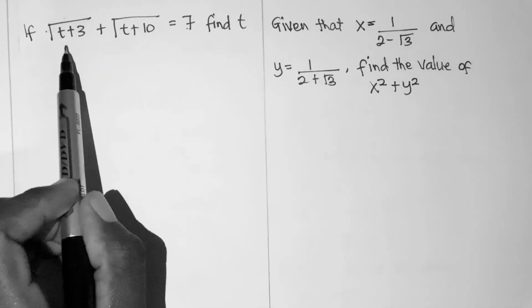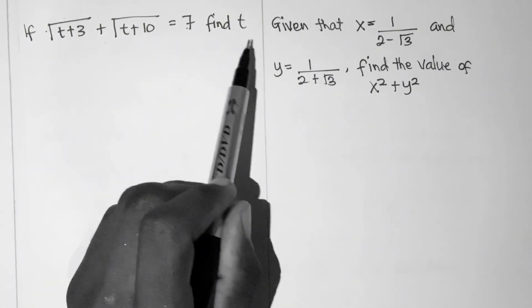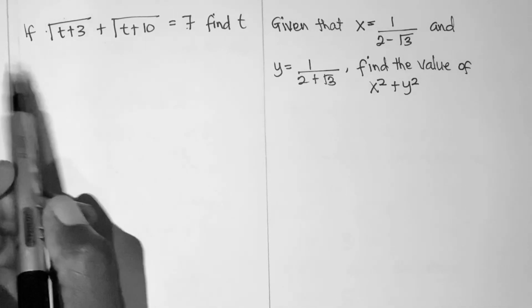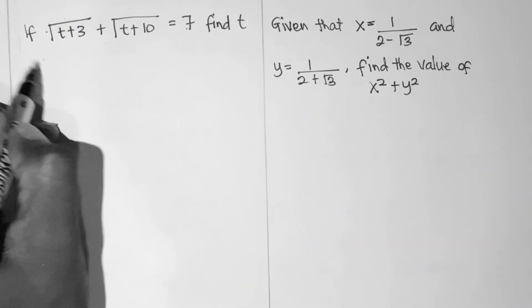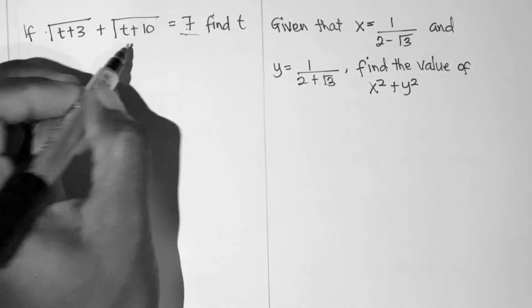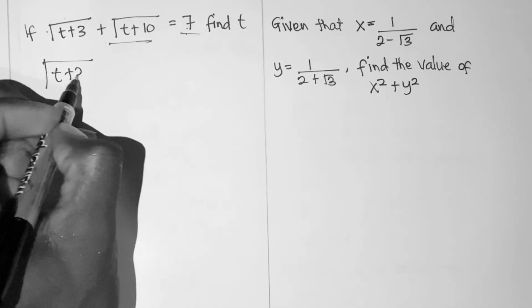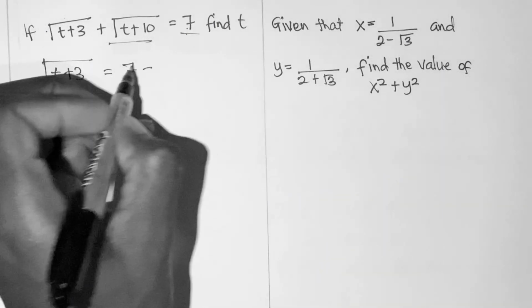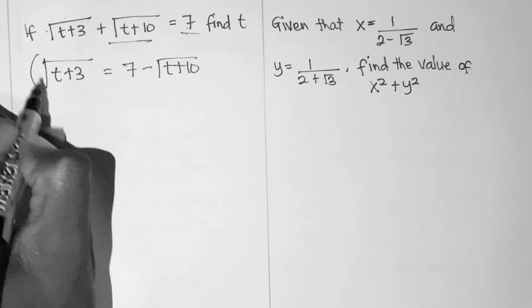If square root of t plus 3 plus square root of t plus 10 is equal to 7, find t. So just as we did in the previous example, we are supposed to do the same here. So all we need to do is to take this term to the right hand side. So square root of t plus 3 is equal to 7 minus square root of t plus 10. Now you can square both sides.